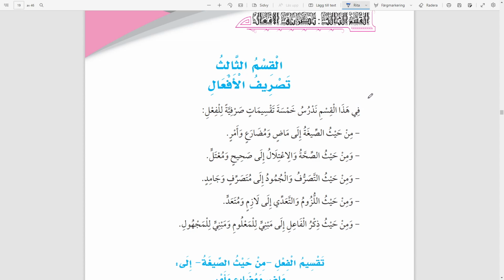So the previous topic was the category of the knowledge of morphology, about the nouns and verbs, and what kind of categories are common for both. Now we go into the morphology of the verbs and what kind of categories and types there are within this category.